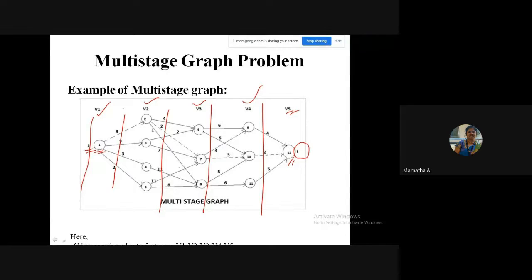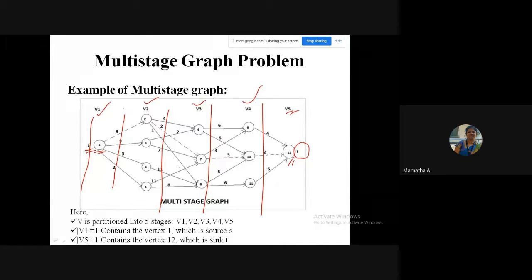So here we can observe the vertex set V is divided into 5 subsets, or 5 stages: V1, V2, V3, V4, V5. The cardinality of the first subset V1 is always 1, which contains the source vertex S, that is vertex 1. Similarly, the cardinality of V5 is 1. It contains vertex 12, which is the sink vertex, named T. So S and T is the common terminology used for source and sink.